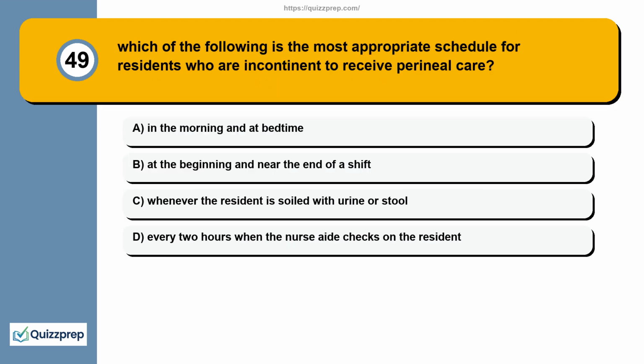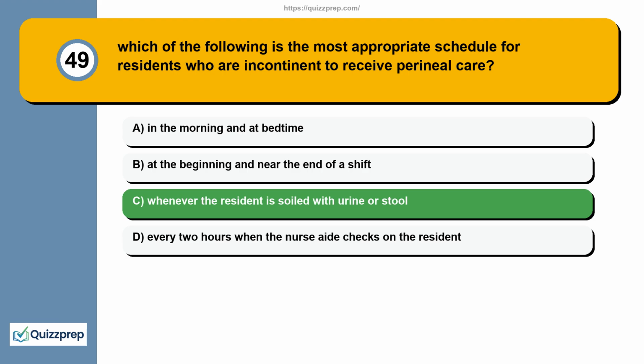Question 49. Which of the following is the most appropriate schedule for residents who are incontinent to receive perineal care? Option A, in the morning and at bedtime. Option B, at the beginning and near the end of a shift. Option C, whenever the resident is soiled with urine or stool. Option D, every 2 hours when the nurse aide checks on the resident. The correct answer is option C, whenever the resident is soiled with urine or stool.